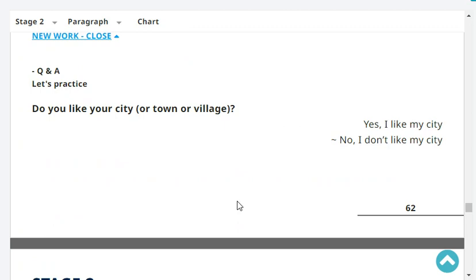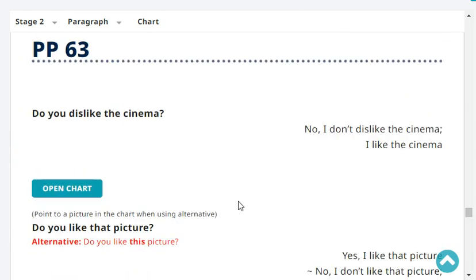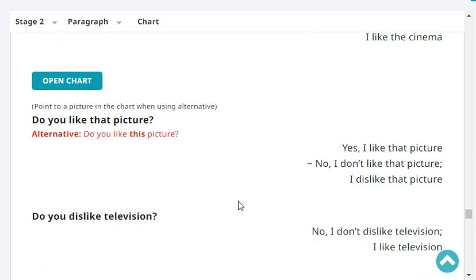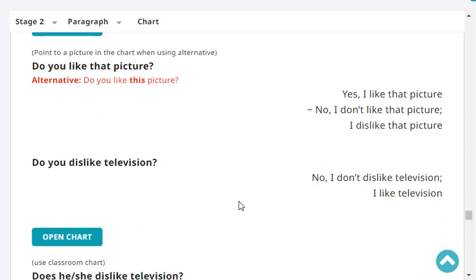Let's practice. Do you like your city? Yes or no? Yes, I like my city. Very good. Do you dislike the cinema? No, I don't dislike the cinema. I like cinema. Very good. Do you like that picture? Yes or no? Yes, I like that picture. Very good.